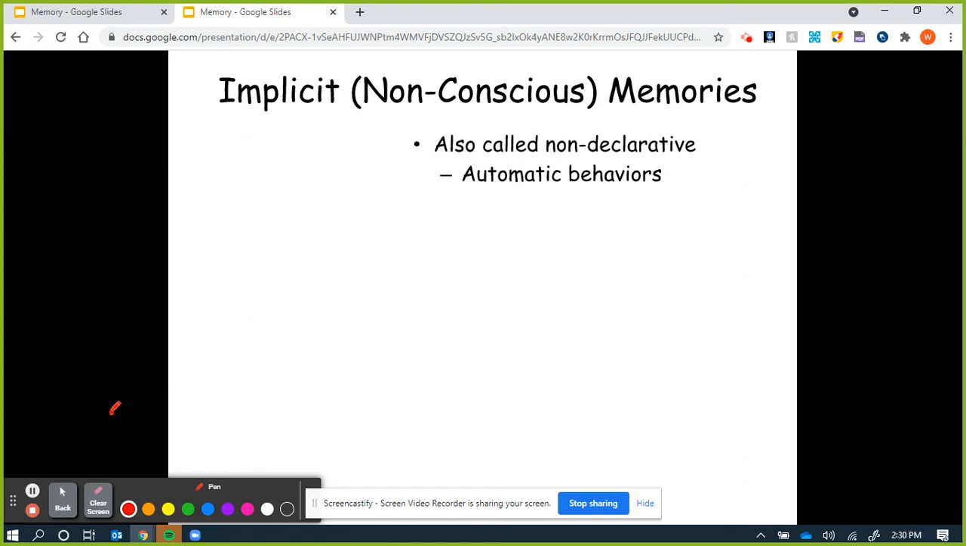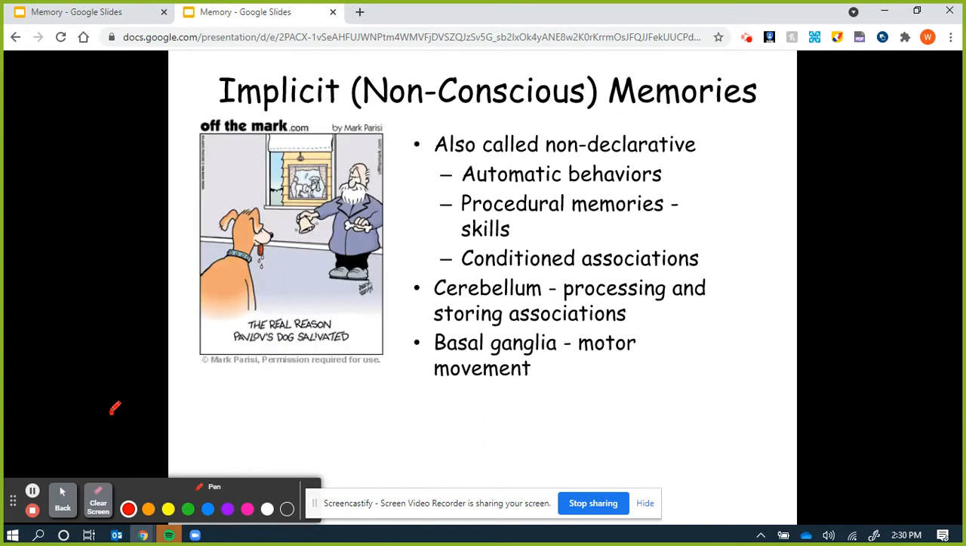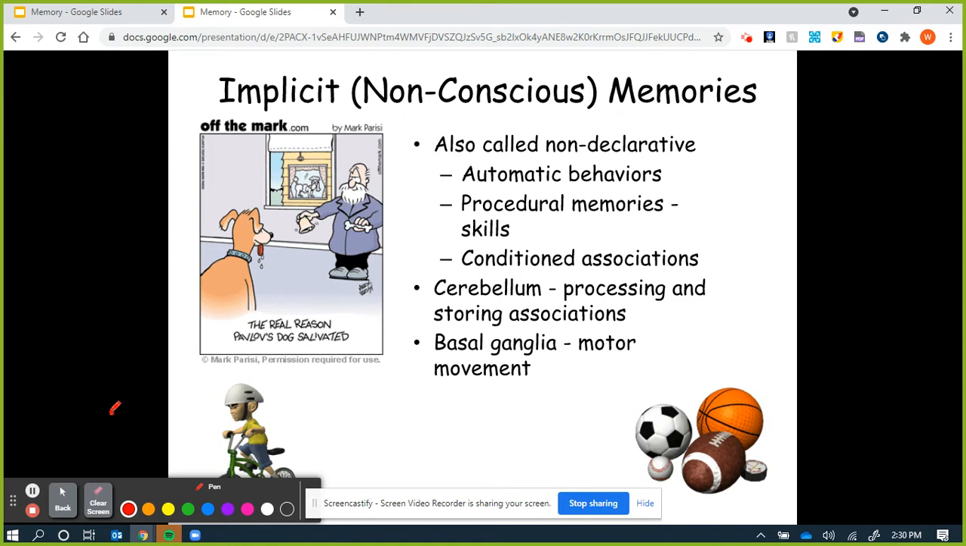Implicit or non-conscious memories, also called non-declarative because we can't declare them, are automatic behaviors that we do. Procedural memories like skills, tying your shoes, riding a bike, throwing a football. And then conditioned associations. A lot of these are processed and stored in the cerebellum, particularly classical conditioning associations. And then in an area called the basal ganglia, which I don't think you would be asked about.